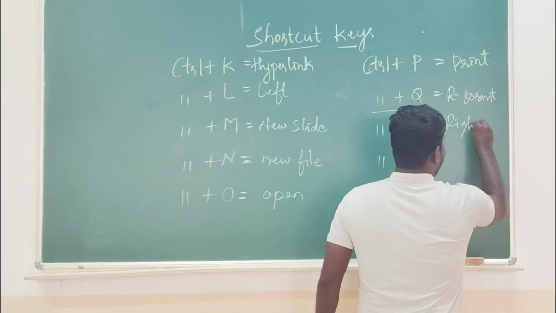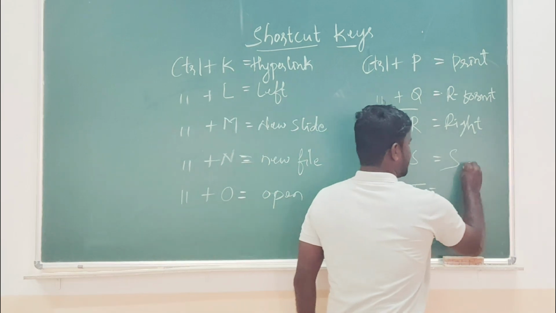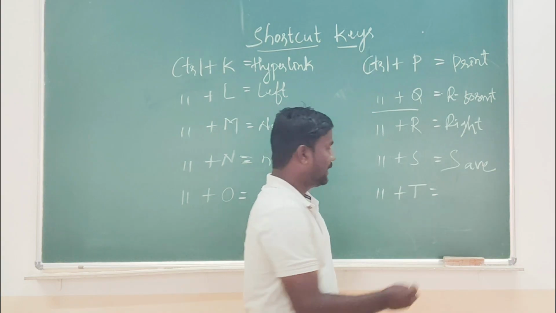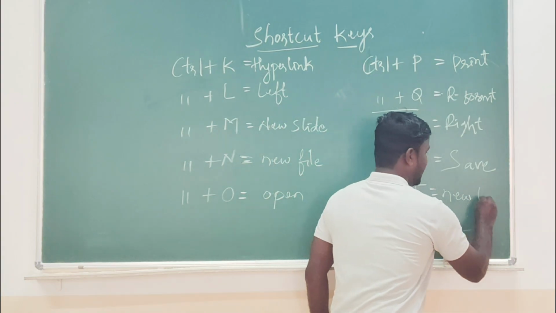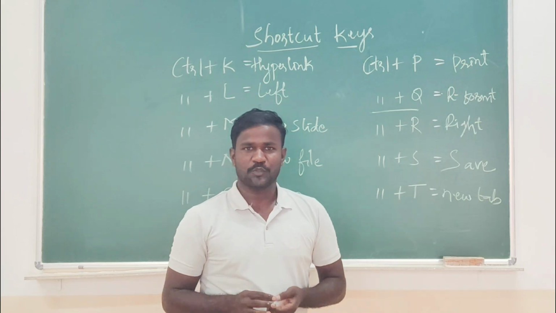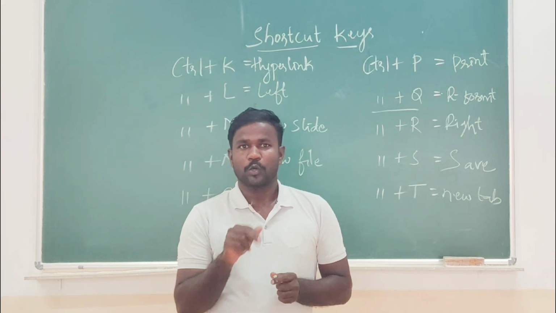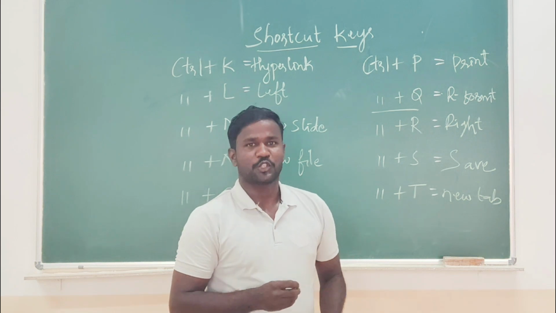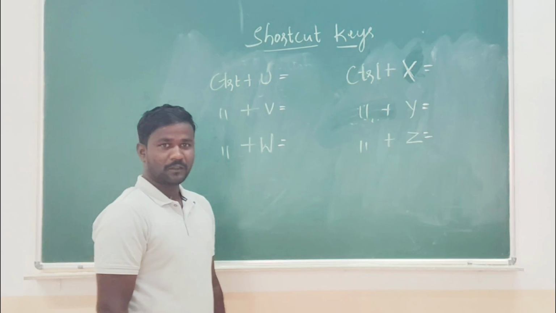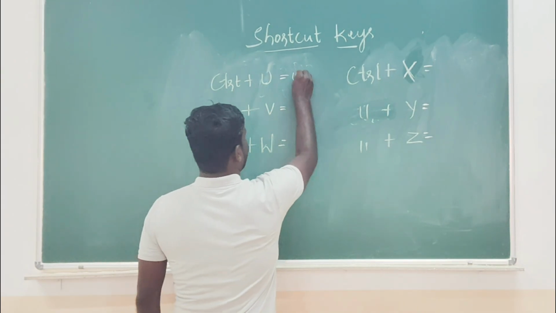Now we have S, and you already know S is for save. And the last one here is T. T means new tab. Where do we use this new tab? When you are browsing, suppose you open Google Chrome or Mozilla Firefox and want to open a new tab, we use the shortcut key Control T. So T is new tab.